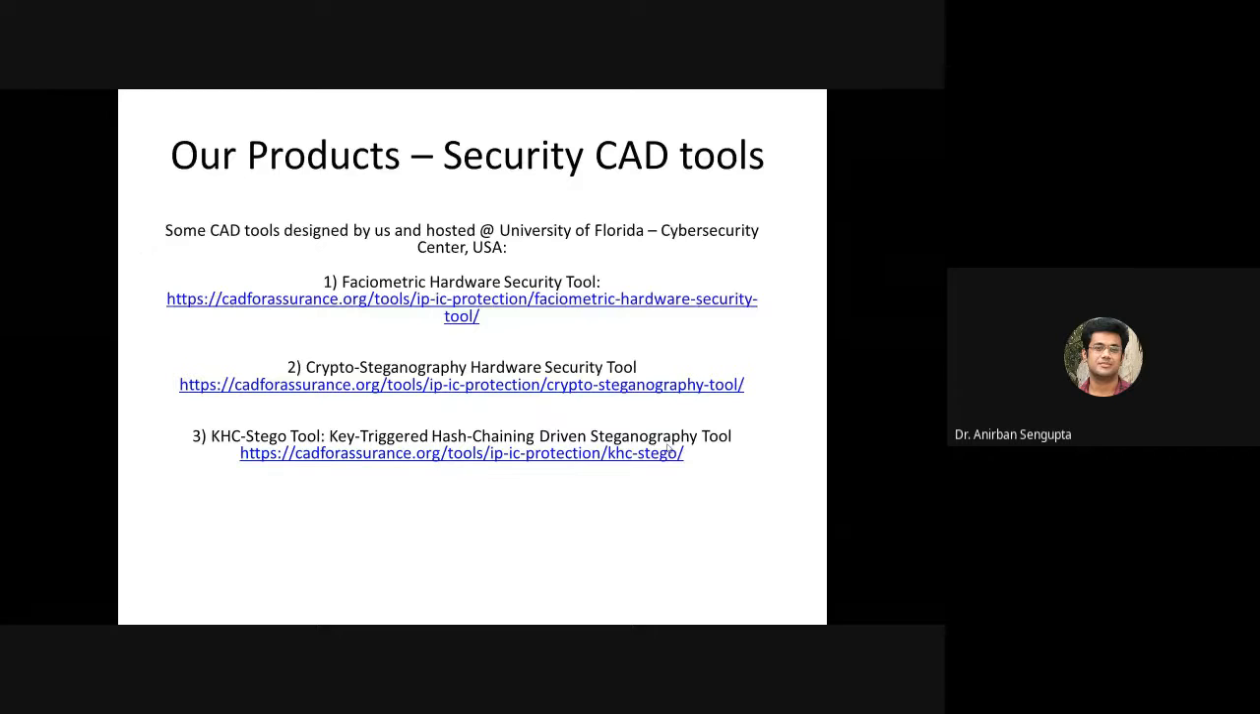Okay. So basically we have this faciometric hardware security tool, and then we have this crypto steganography hardware security tool, and this key triggered hash chaining driven steganography tool. All of these tools are capable of providing hardware security and IP core protection for the IoT hardware in terms of securing against counterfeiting, cloning, forgery, and reverse engineering. So these are the 4 threat models that we are targeting.